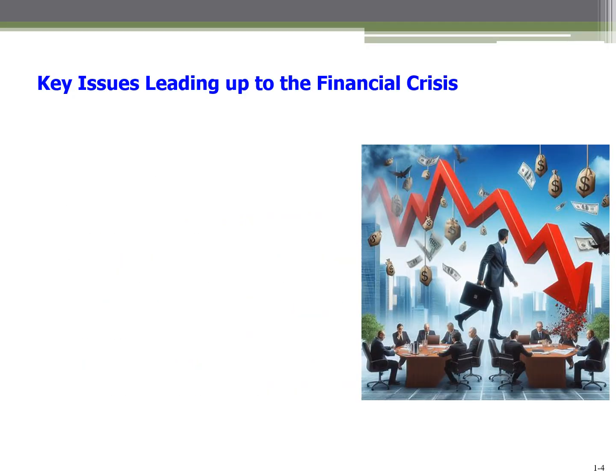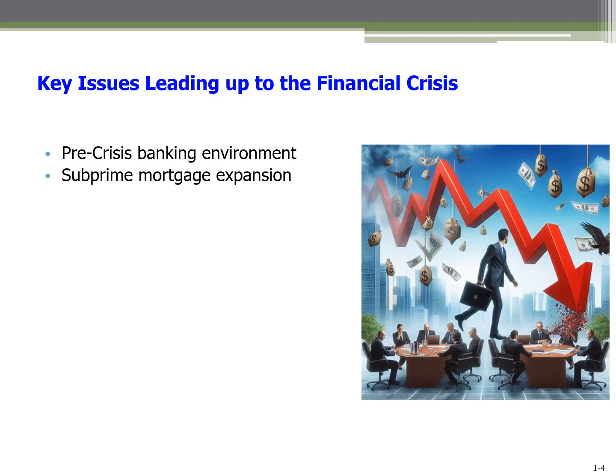Some of the key issues leading up to the 2008 financial crisis include the pre-crisis banking environment. The banking sector experienced an unprecedented expansion in mortgage lending in the early 2000s, buoyed by rising housing prices and an aggressive pursuit of market share. Subprime mortgage expansion also played a role. Banks significantly lowered lending standards to offer credit to subprime borrowers, evidenced by the increase from approximately 8% of total mortgages in 2001 to over 20% by 2006.